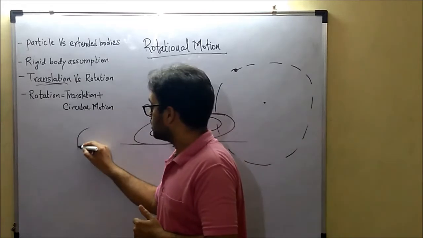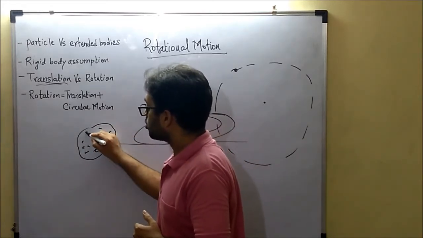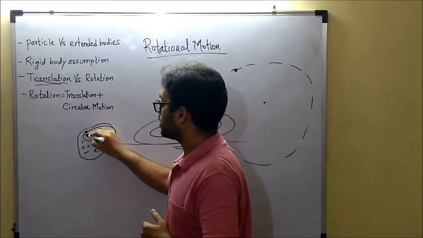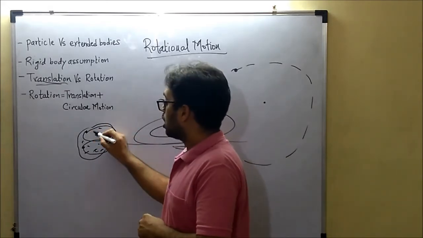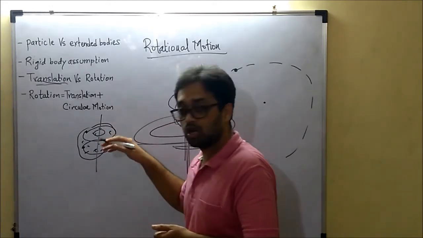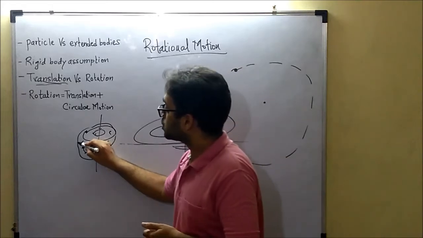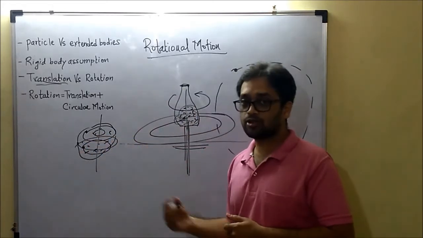So if you just consider different particles of this clay, this particular particle is rotating in its own circle. This particular particle is rotating in its own circle. A particle which is probably closer to the axis is rotating along its own circle. A particle which is far away from the axis is rotating along its own circle of larger radius.